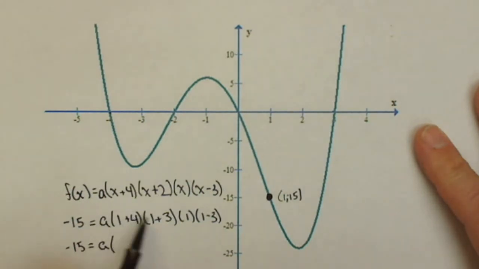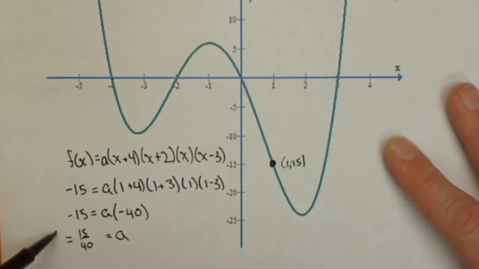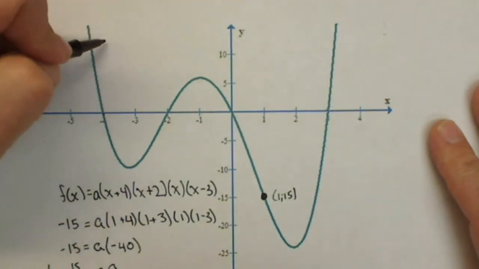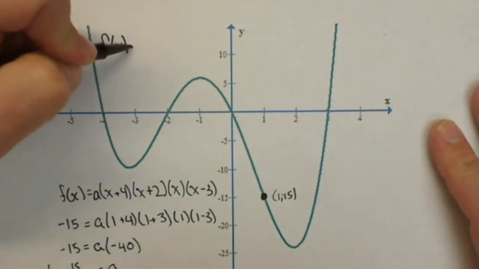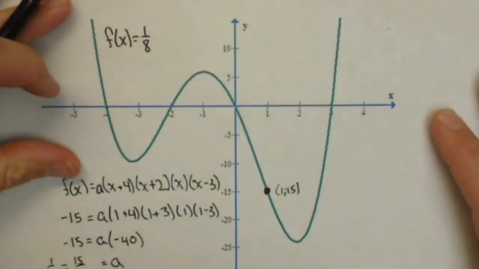So we're going to have 5 times 4, which is 20, times 1, times a -2, so we got a -40. So a is going to be -15 over -40, which will be positive, which we can reduce a little bit down to 1/8. So the unique polynomial for this is f of x equals the 1/8 that we just found, and then times our factors.